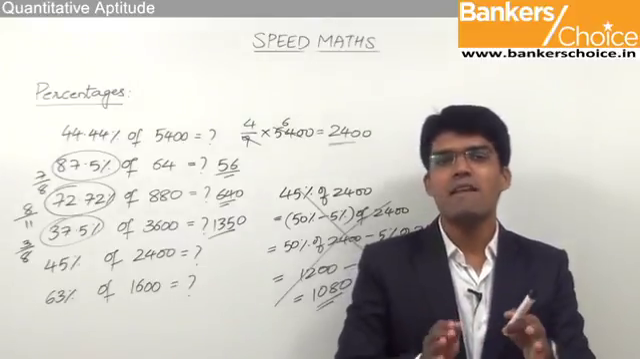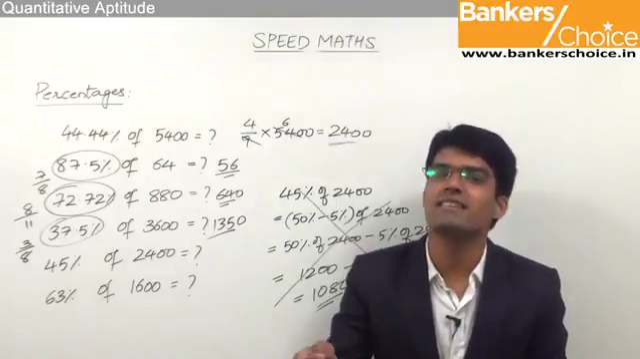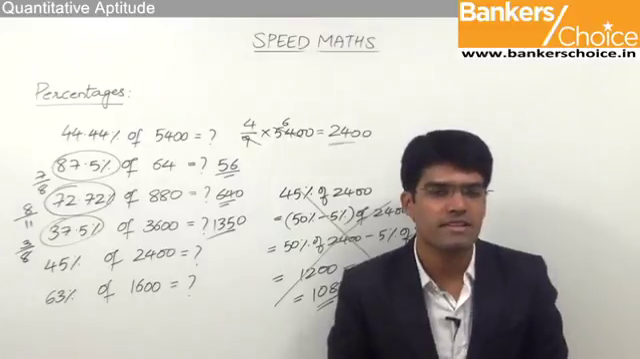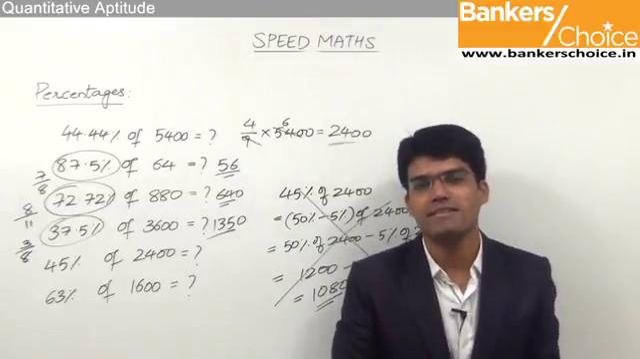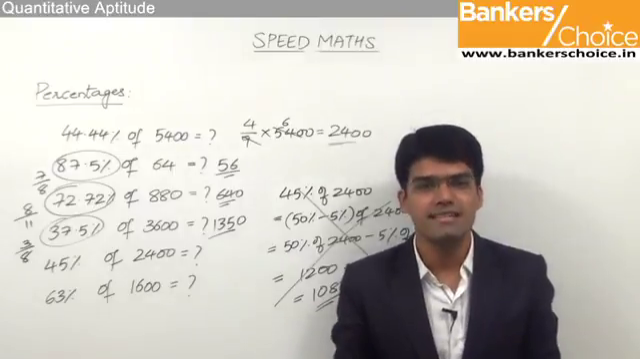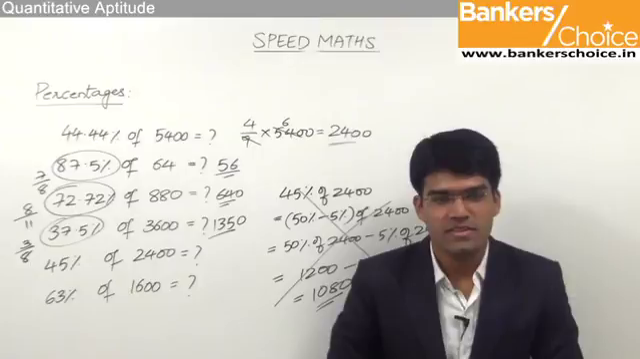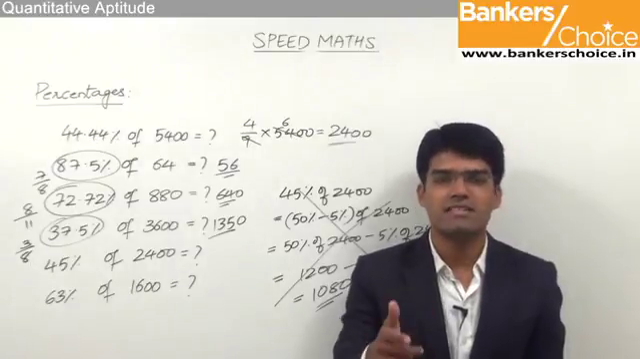45% is nothing but 50% minus 5%. So 45% of 1600 will become 50% of 1600 minus 5% of 1600. What is 50% of 1600? 800. If 50% is 800, 5% will be 80. 800 minus 80 is 720. So that's how 45% can be calculated in a very simple and straightforward way. Take it as 50% minus 5%.